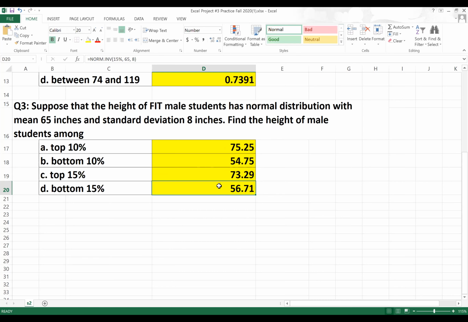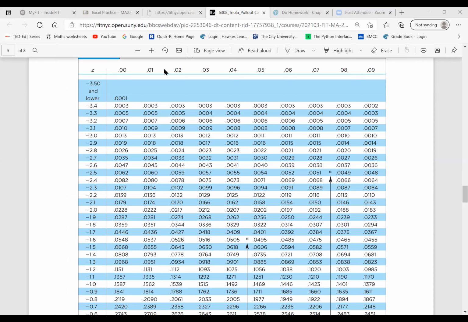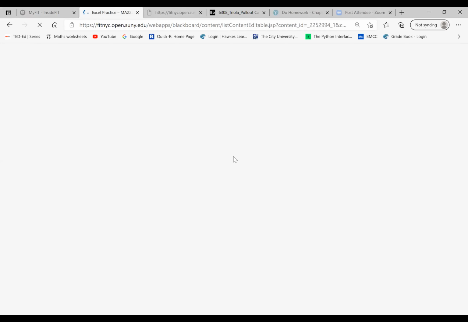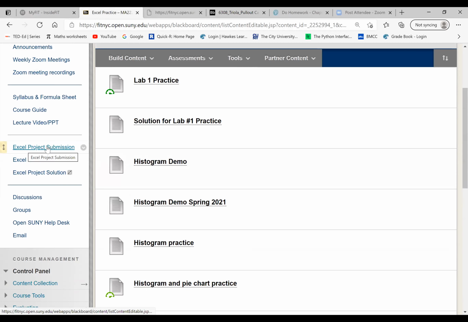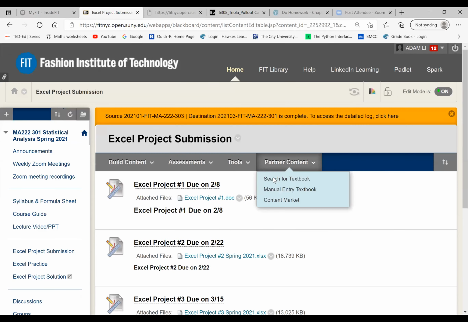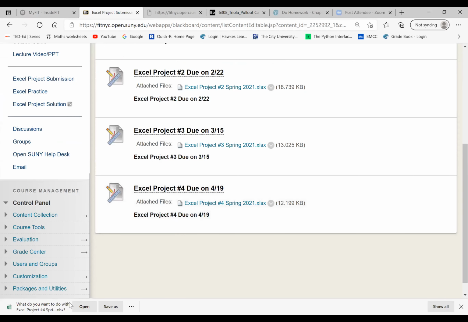All right, so you still have 20 minutes. I already posted Excel project number 4. It's due by next Monday after class. It's very similar to what we just did, right? If you understand what we're doing so far, then you should be able to finish Excel project number 4 with no problem. Under Excel project submission, open Excel project number 4. Let's take a look at it together.